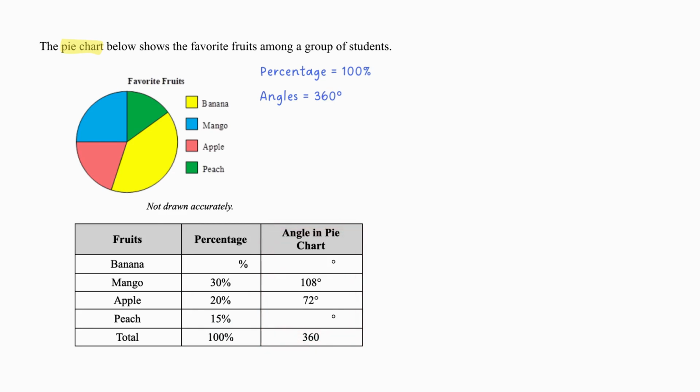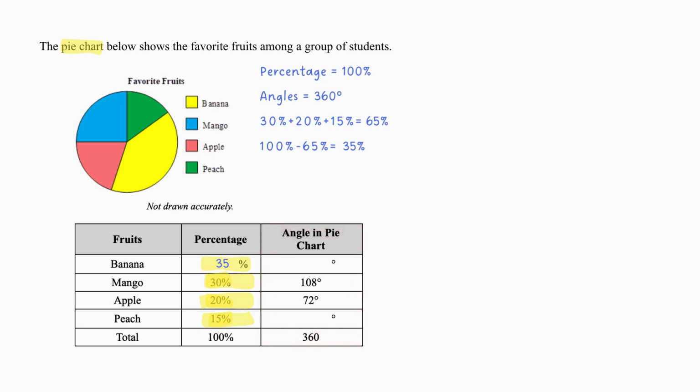Let's start by finding the missing percentage. We know that if we add all the fruit percentages together, we must get 100%. So, 30% mango plus 20% apple plus 15% peach equals 65%. Now subtract that from the total. 100% minus 65% equals 35%. So, the percentage of banana is 35%. Let's move to the next column and find the angles.